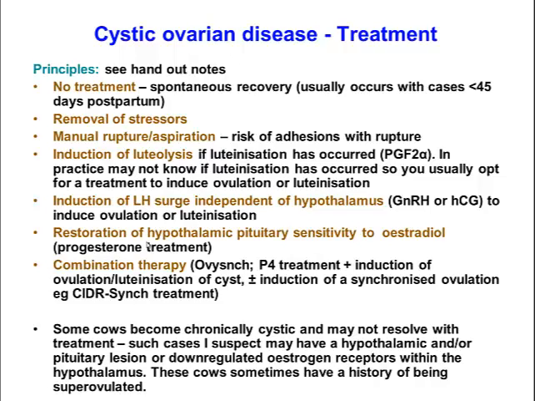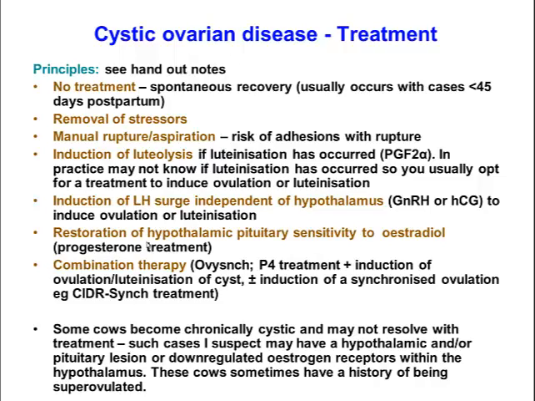You could also use estrogen to try to induce ovulation as well, although in these cases I think it's probably preferable to use GnRH or hCG, as you're not quite sure how sensitive that hypothalamus will be to estrogen.